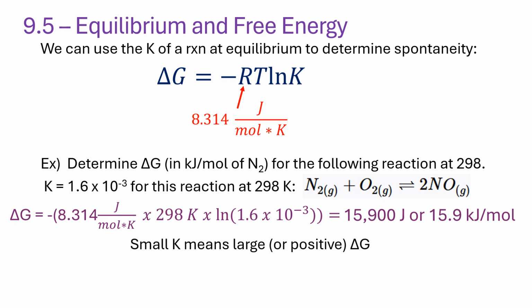And so we can say that a small K value is going to lead to a large, or in other words, positive delta G. And of course, then hopefully it makes sense that the opposite would be true as well. A large K value means a small or negative, and therefore spontaneous delta G.